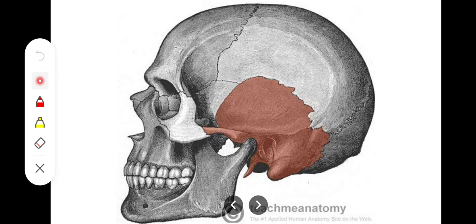Okay, and this region is important because at the region of asterion we also find our posterolateral or mastoid fontanelle, that is an area of potential space during development, which ossifies by 12 months. This is found in children.